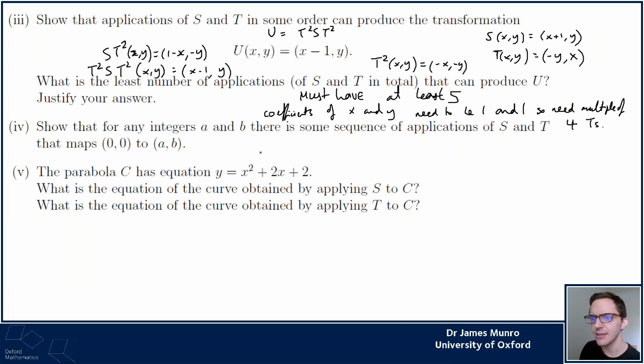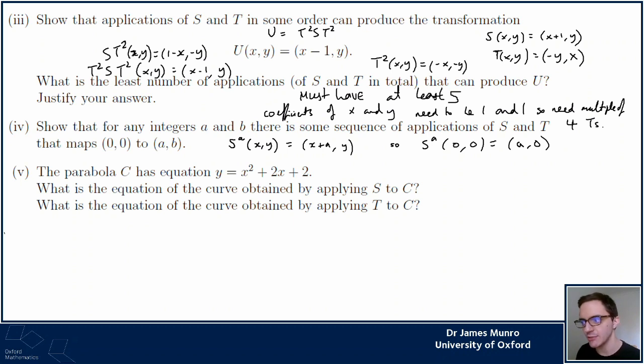Because I can already see that if I apply s lots of times, I can get from (0, 0) to something. If I do s^a of (x, y), that is something like (x + a, y). So s^a of (0, 0) would be (a, 0). Just by thinking about what happens when you do s lots of times, I can see that applying s lots of times is going to give me some map that takes the origin (0, 0) to (a, 0). Okay, that's pretty good. I suppose I could use u lots of times.